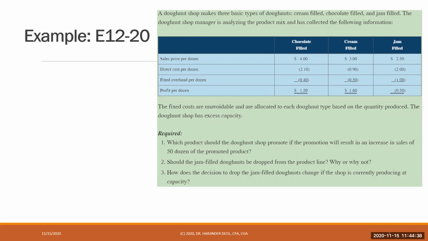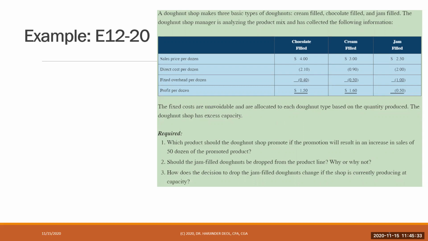You're given information on the sales price per dozen, the direct costs. Now, direct costs, if you've forgotten, is the direct materials and direct labor cost. The fixed overhead costs per dozen. So it's basically fixed manufacturing overhead calculated as per dozen donuts, and then the profit per dozen. So the chocolate-filled donuts apparently have a profit of $1.50 after subtracting 40 cents of fixed overhead costs per dozen. The cream-filled donuts have a profit per dozen of $1.60 after subtracting 50 cents of fixed overhead per dozen. And the jam-filled actually end up with a loss of 50 cents per dozen after allocating fixed overhead of $1 per dozen.